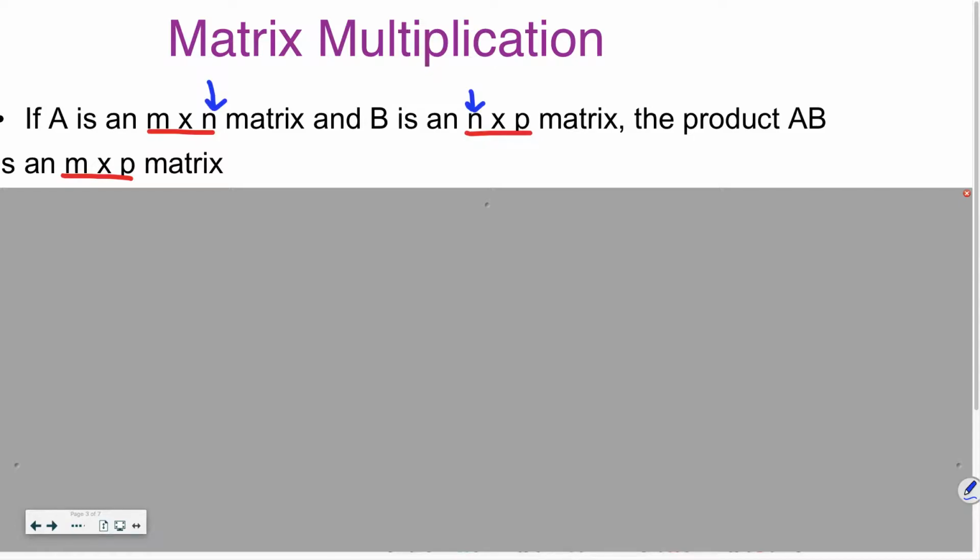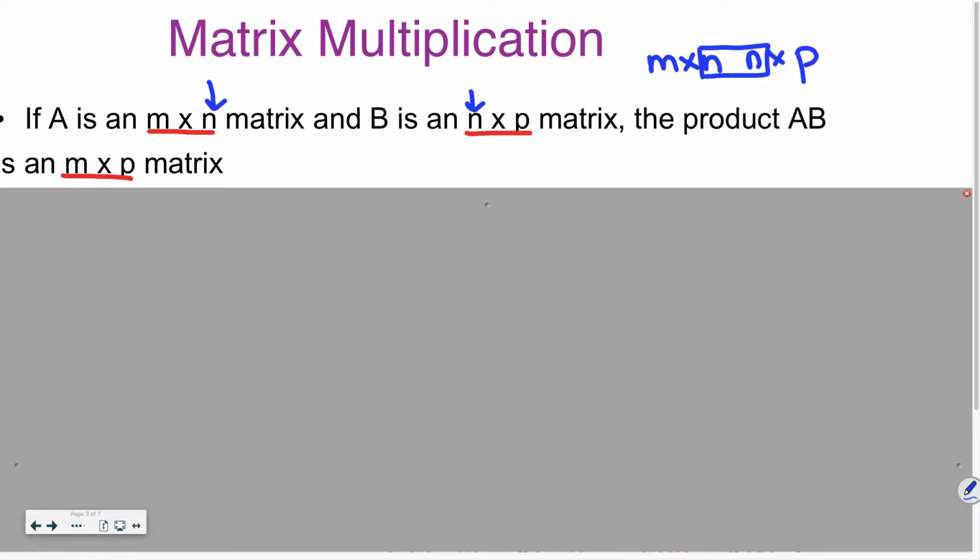Okay, and when we look at our result, m by p is our result. Okay. So what I'm probably going to ask you to do is identify the order of A and identify the order of B. Those two need to match up, and then what's left on the outside is your new order. Okay.